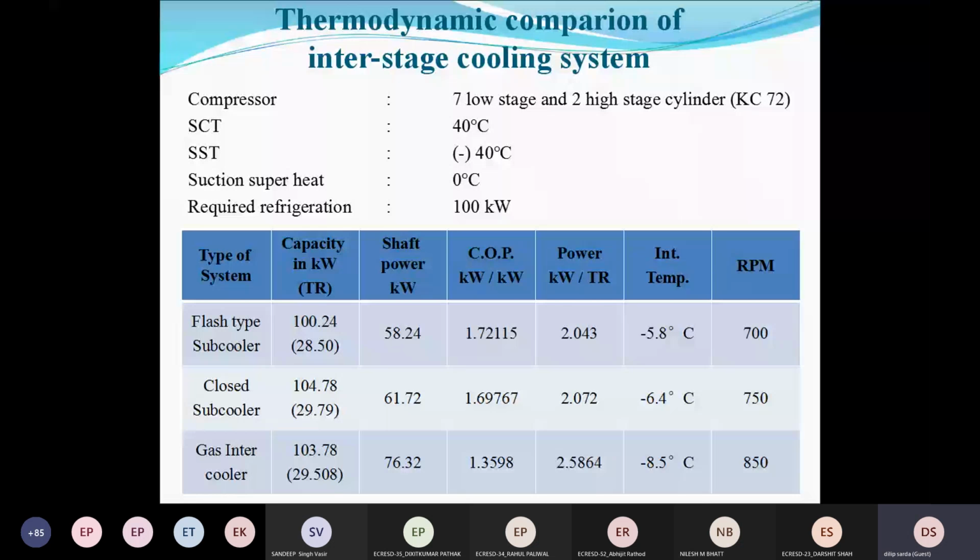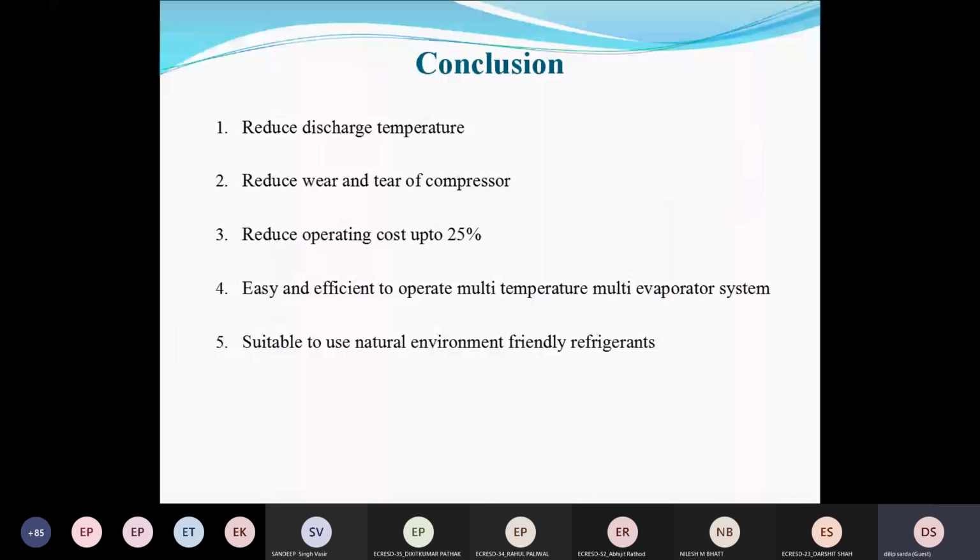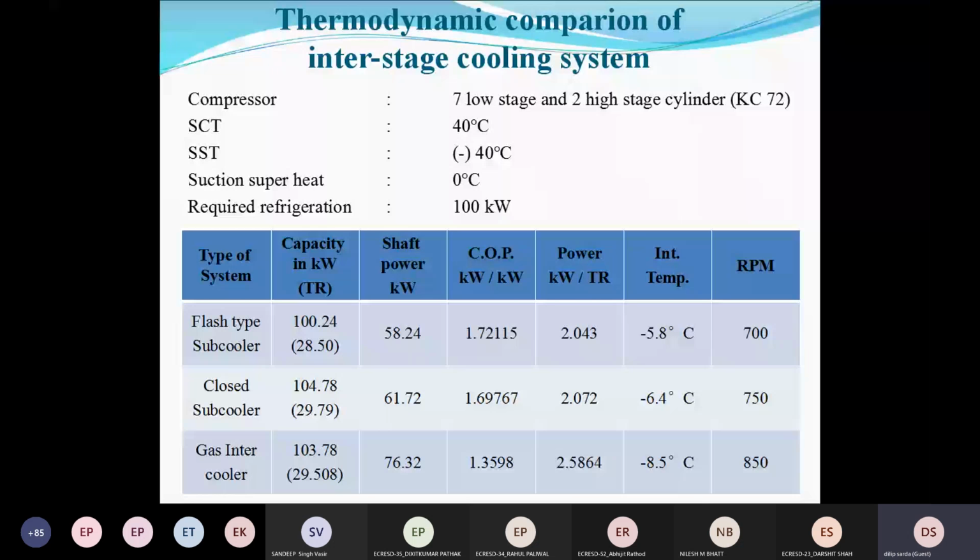Now we see what the conclusions are. It reduces the discharge temperature. A multi-stage compression system with the intercooler can reduce the discharge temperature, reduce wear and tear of the compressor, and reduce the operating cost by up to 25%, which we have seen here, my dear friend. If you see the difference in power kW/TR, it is going up to 25%. So it reduces the operating cost by 25%.